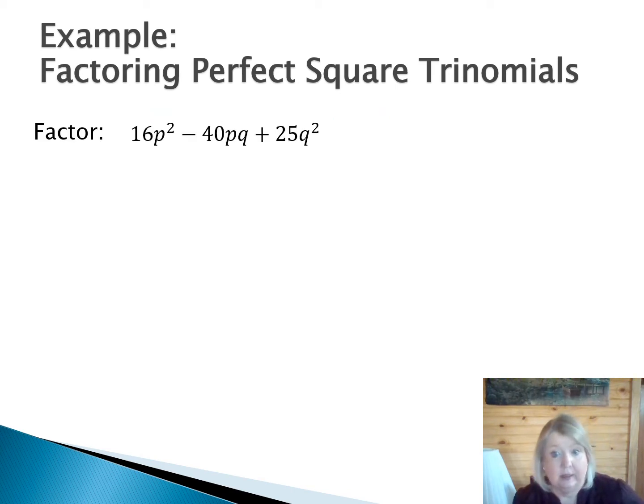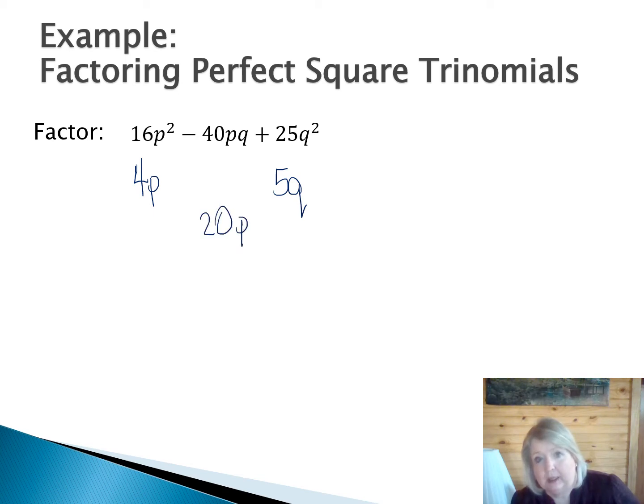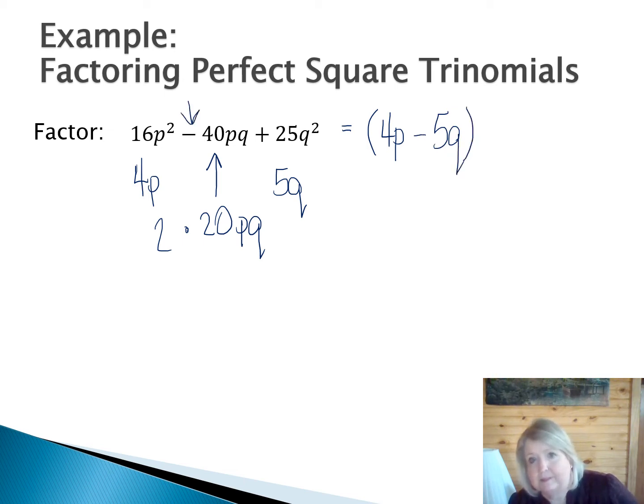Now let's do that again, but with more variables. I have 16 again. I know that's a square number. I have 25. I know that's a square number. Multiply these two guys together, I get 20pq. If this middle term is twice that, which it is, I have a perfect square trinomial. So all I have to do is write that 4p, the 5q, pay attention to my linear term here, write that sign, and a square.